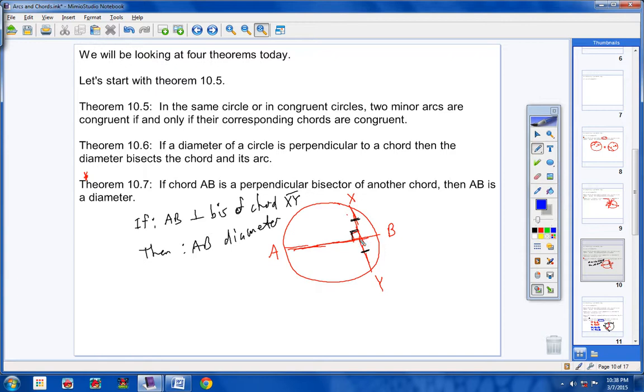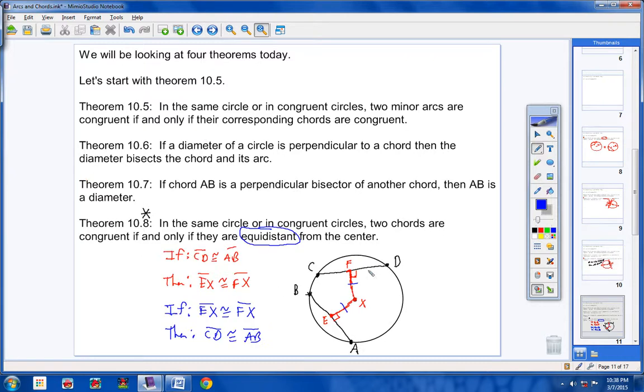Alright? And then lastly, we just looked at this. If two chords are equidistant from the center, those two chords are congruent. Or if two chords are congruent, then they're equidistant from the center. Alright, let's look at a problem here real quick, okay?